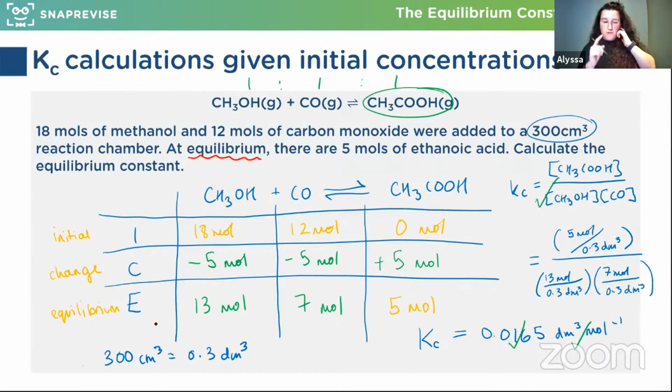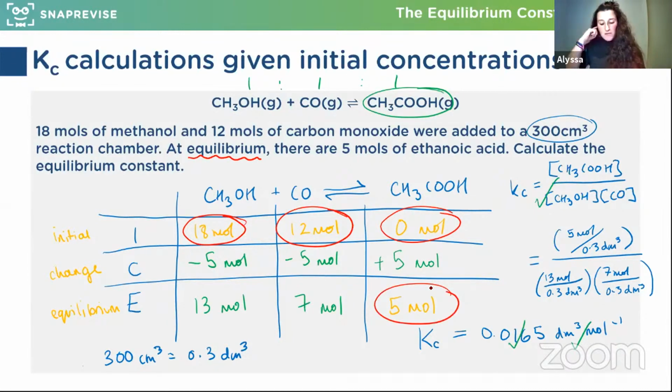Read the question, find out what information they've given you in the question. So they've told us about our starting amounts, 18 moles of methanol and 12 moles of carbon monoxide. And therefore we started with no ethanoic acid. Sometimes you have to read into the question to work out that. Sometimes, like in this case, they don't tell you explicitly, so you have to make that assumption. And that's okay, we can make that assumption. And they then tell us at equilibrium, there are 5 moles of ethanoic acid. So I can put those numbers in immediately into my table, the initial values, I, and then the equilibrium value of ethanoic acid. And then I can work them out.